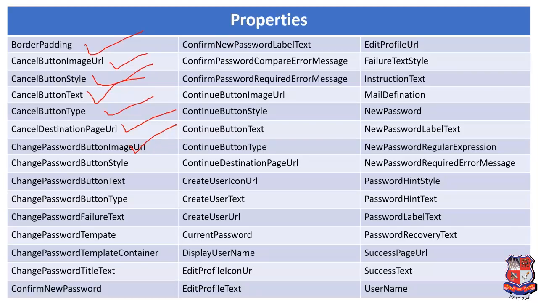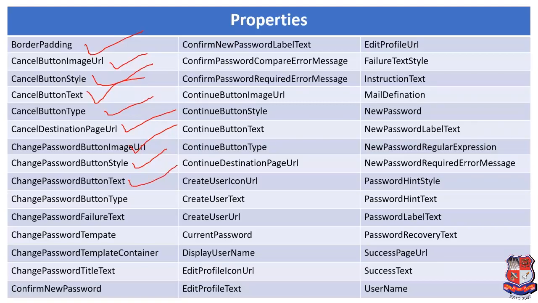Next is ChangePasswordButtonImageUrl. It sets or retrieves the URL of an image displayed next to the change password button on the change password control. Next is ChangePasswordButtonStyle. It retrieves a collection of style properties to define the look of the change password button.